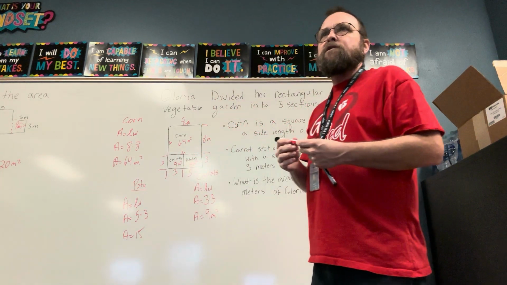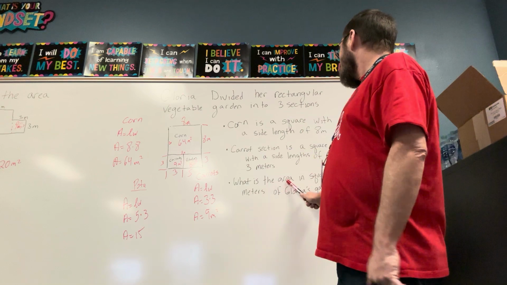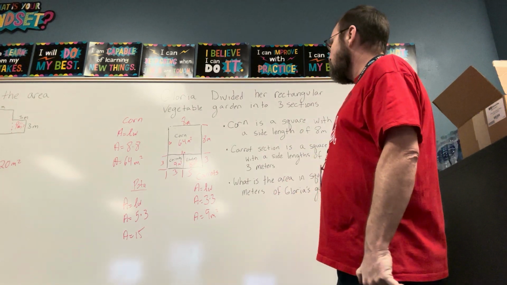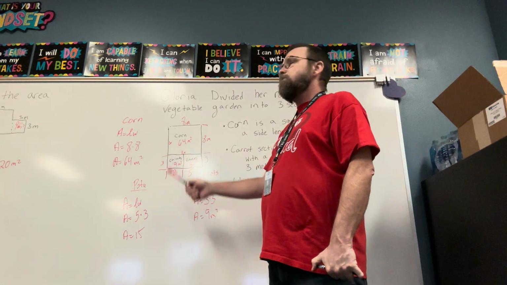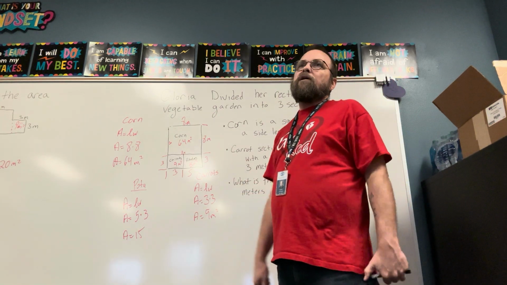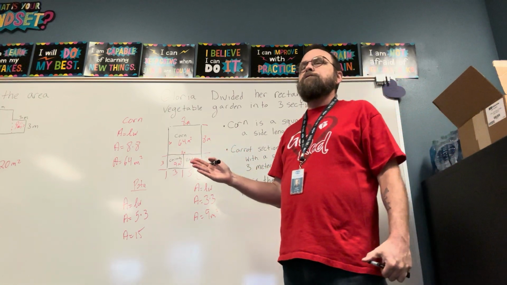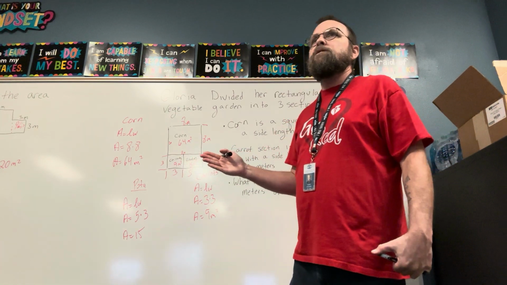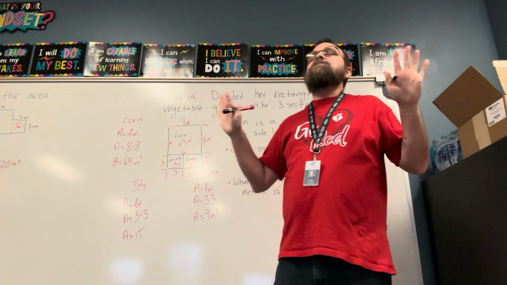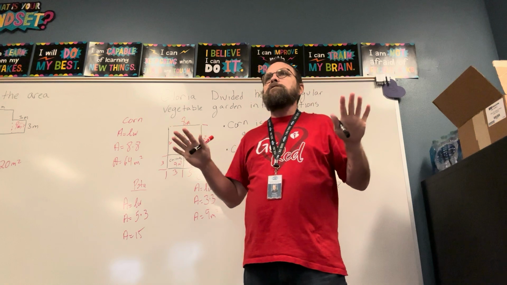Now to answer the question, to find the area in square meters of Gloria's garden, I would have to add these 3 together. 64, 9, and 15. And whatever I got, it would be that many square meters. Questions on this one? All it takes is time to get these problems right. The math is not difficult.